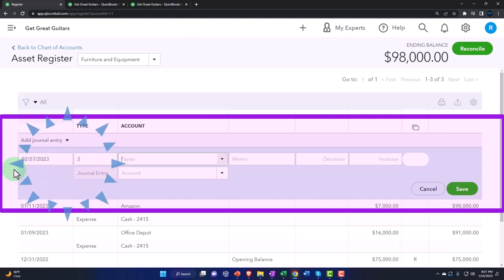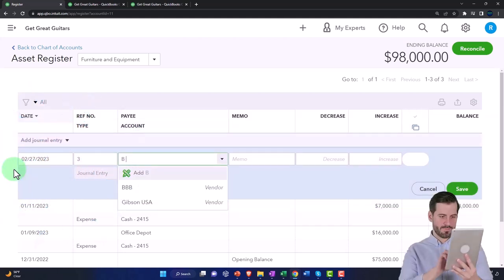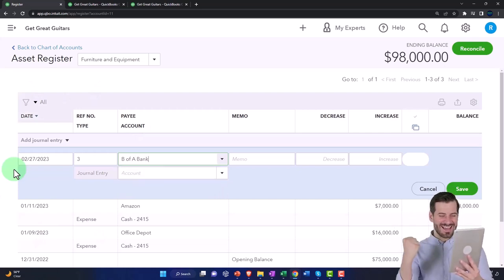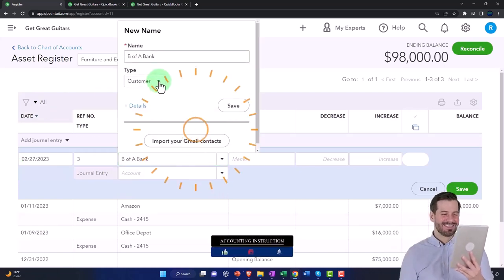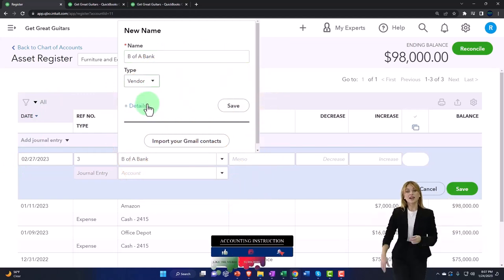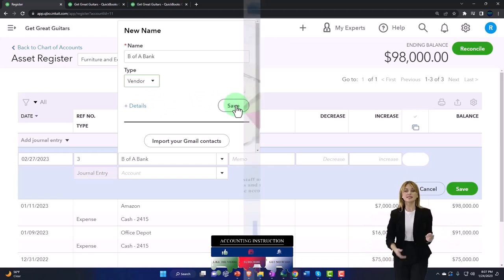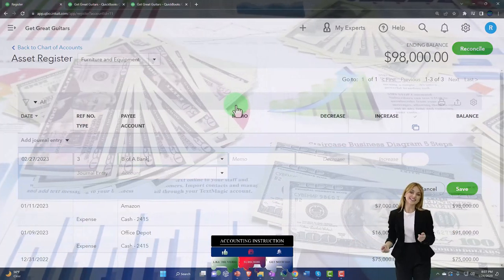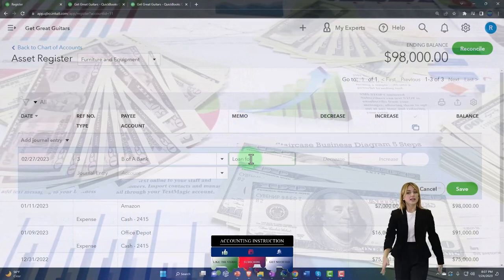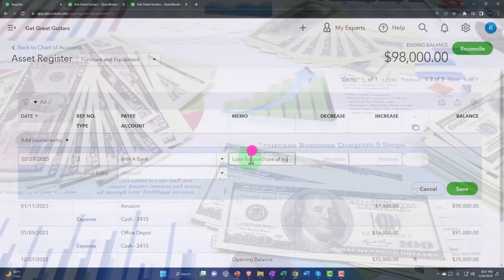And then I'm just going to say it's for B of A, Bank of America. I'm going to add Bank of America. I'm going to say that it's going to be a vendor, even though it's not really either, because it's a bank that's financing us, so it's not like we're buying it from B of A, but if those are our choices, I'll do that. I'll say loan for purchase of equipment.